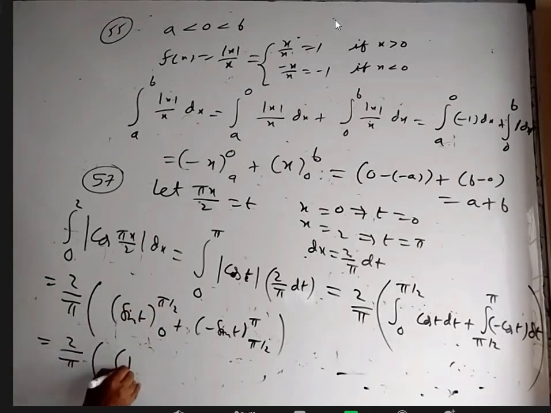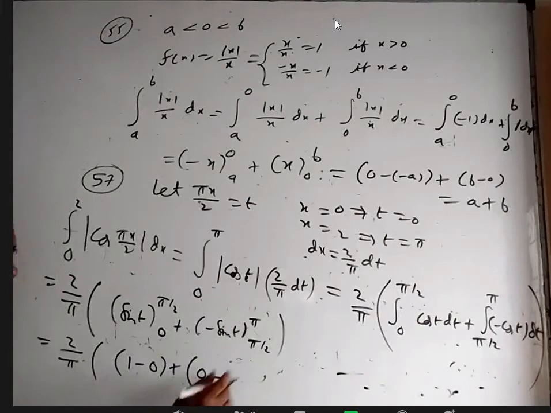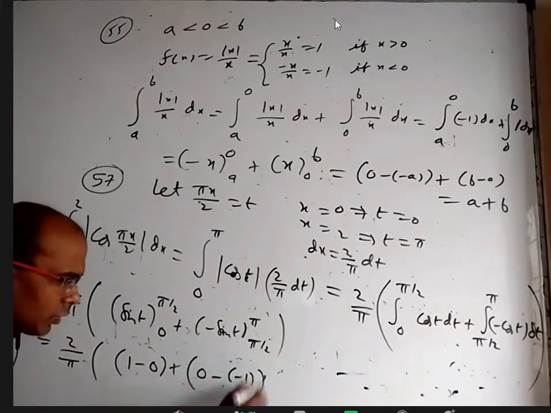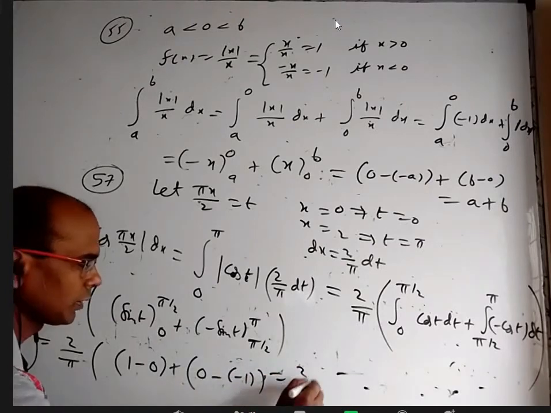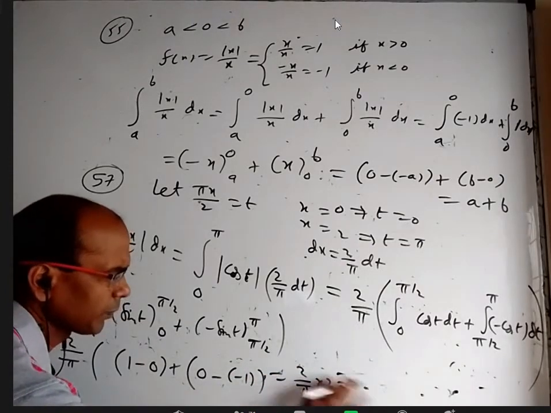When you put pi by 2, it is 1, and when you put 0, it is 0. When you put pi, it is 0, and when you put pi by 2, it is minus of minus 1. So finally, it is 1 plus 1, 2 by pi into 2, 4 by pi.